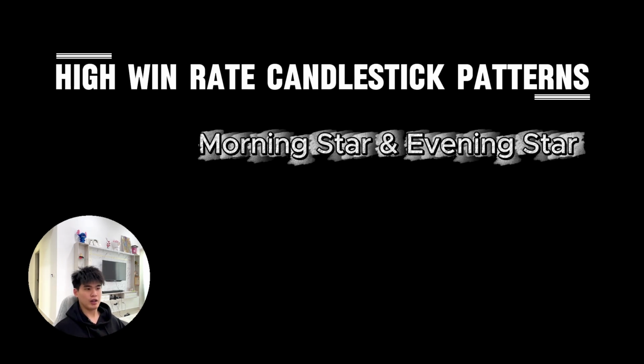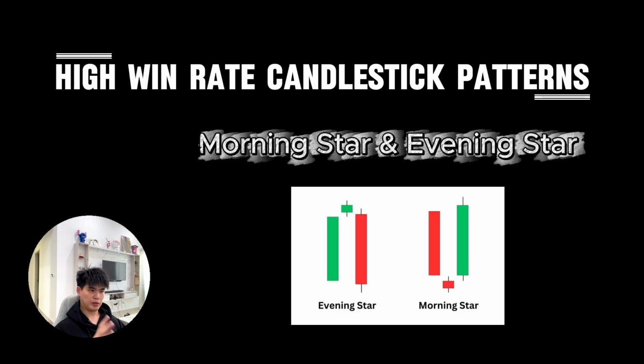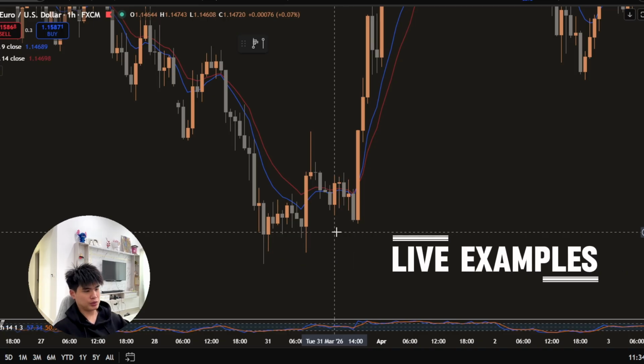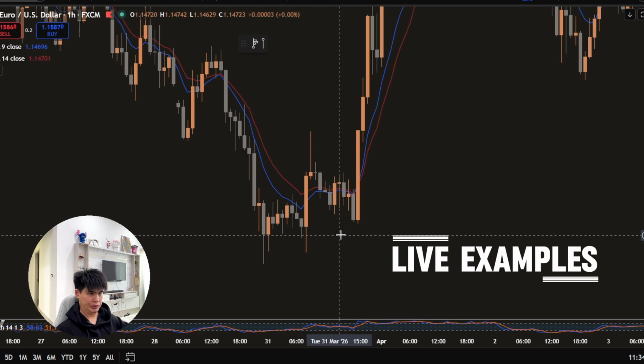And number 3, morning star or evening star. Morning star, evening star typically means a reversal. So when you see these 3 candlesticks form, it means that price is shifting to another direction. When you see that on a support level, get ready to go for a buy, and when you see that at a resistance level, get ready to go for a sell. Simple as that. Alright, so let's move on to the chart for some real life examples.